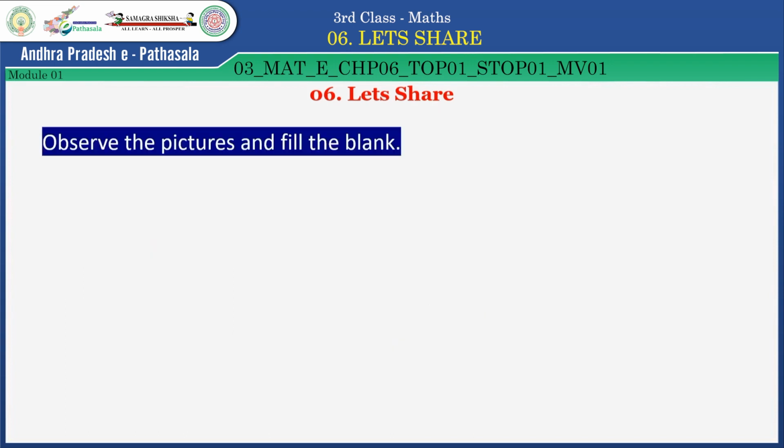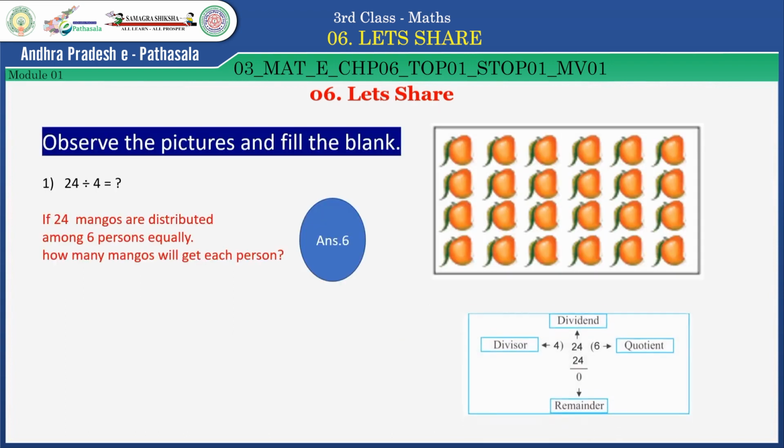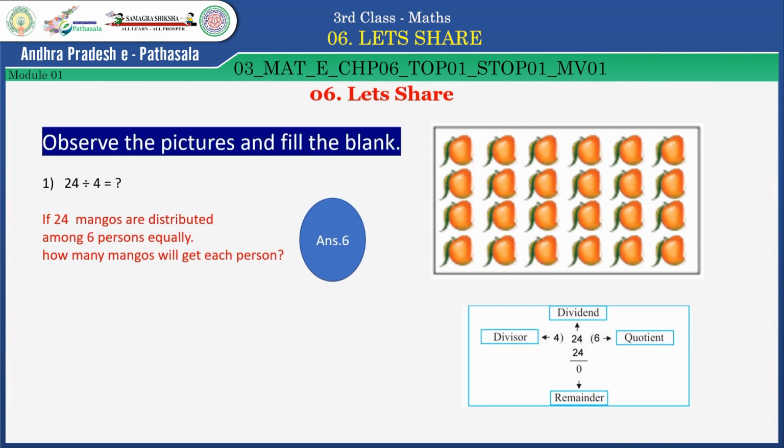Now see another picture. Observe the picture and fill in the blanks. 24 divided by 4 is equal to how much? If 24 mangoes are distributed among 6 persons equally, then how many mangoes will each person get? That is 24 divided by 6.